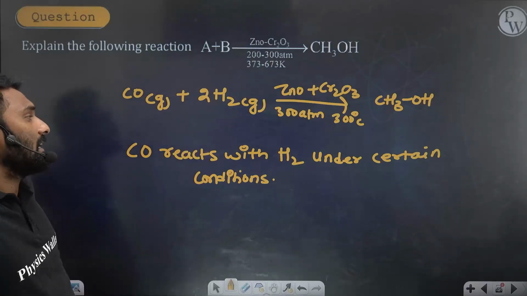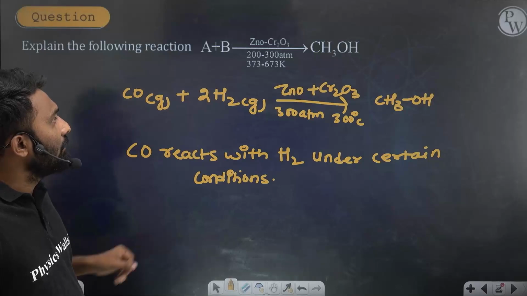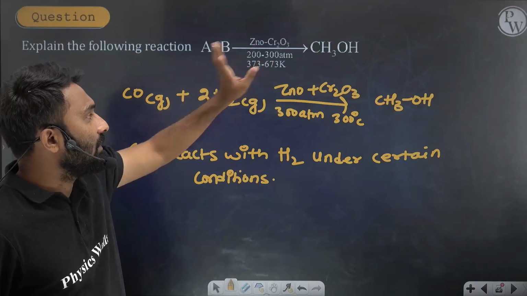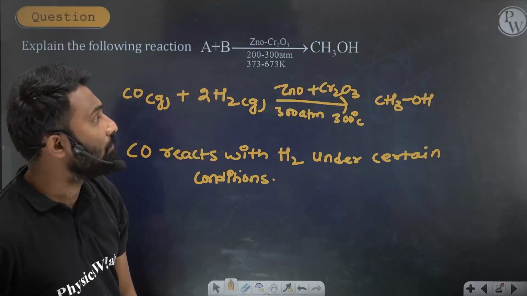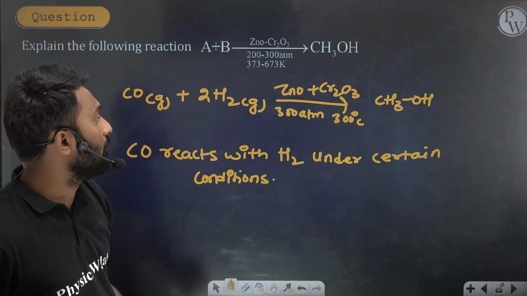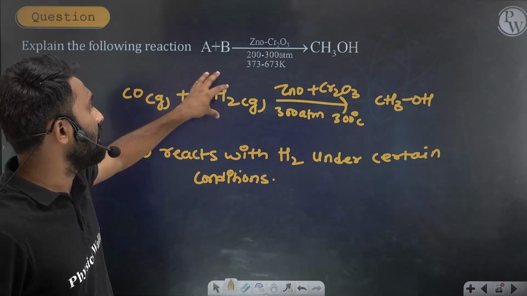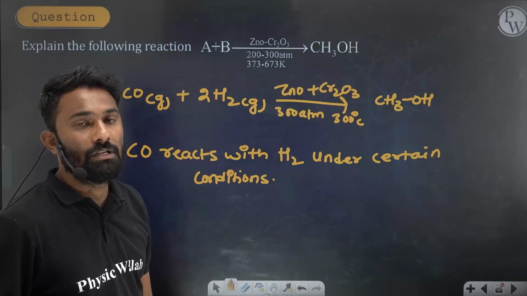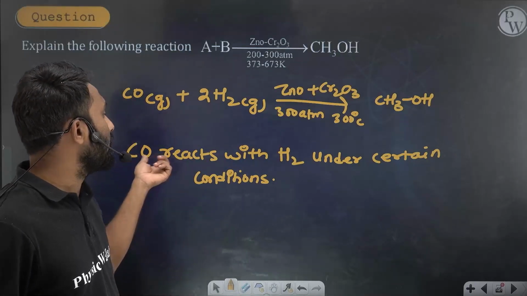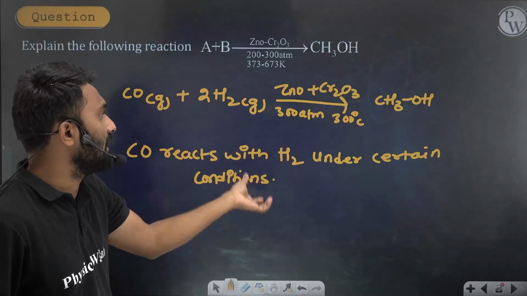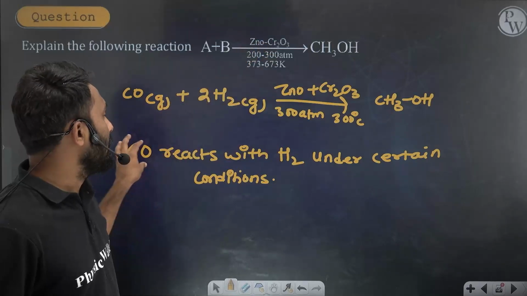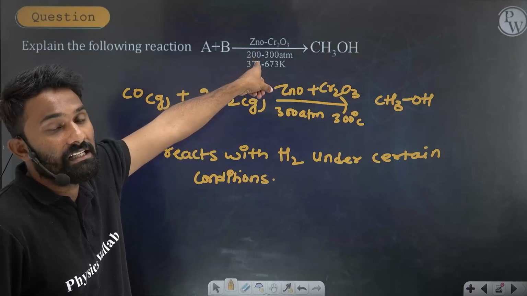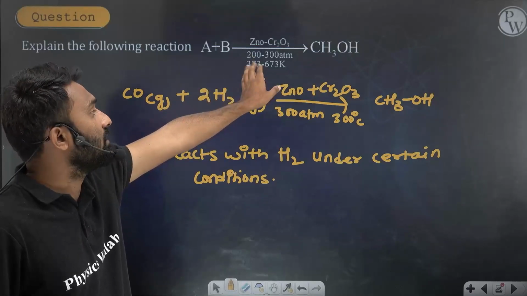When it is reacting at 200 degrees, at high pressure and high temperature, carbon monoxide in the presence of H2 gives methanol. Carbon monoxide reacts with H2 under certain conditions. What is that condition? High pressure and high temperature are needed.